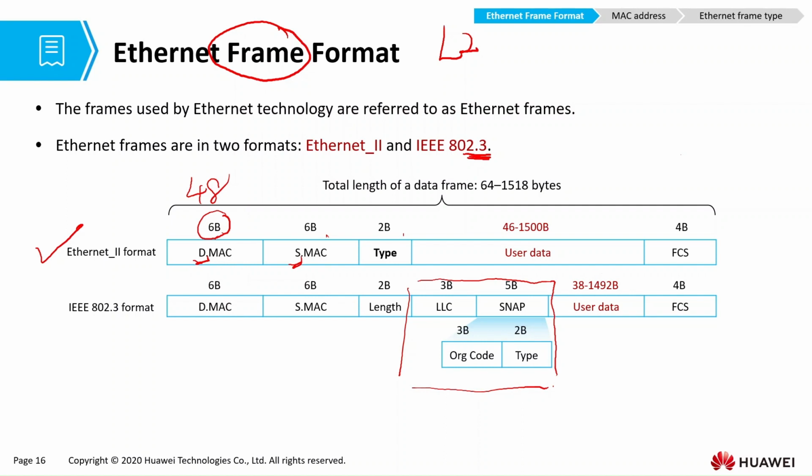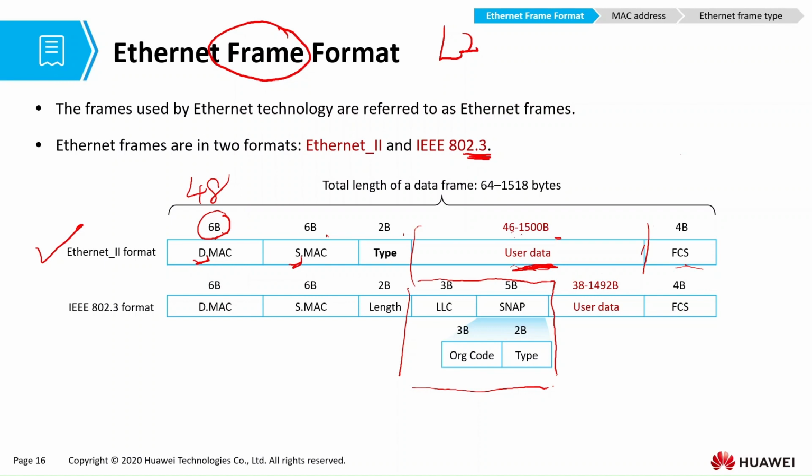Here you can see your user data. It consumes from 46 bytes up to 1500 bytes. Another is the frame check sequence, which is for you to do some of the checking. But under the IEEE 802.3 frames, they have an additional one, called the LLC, the logical link control layer.